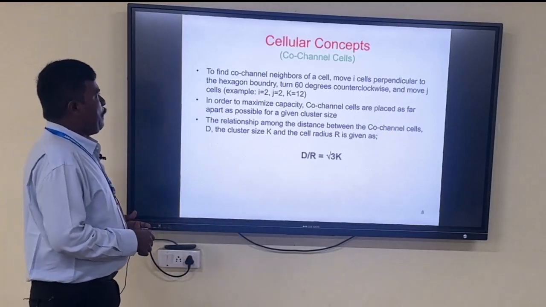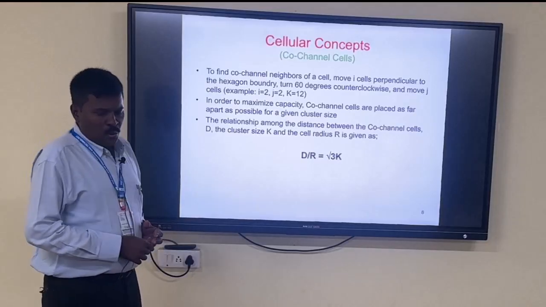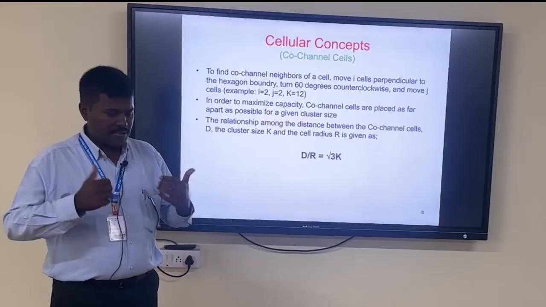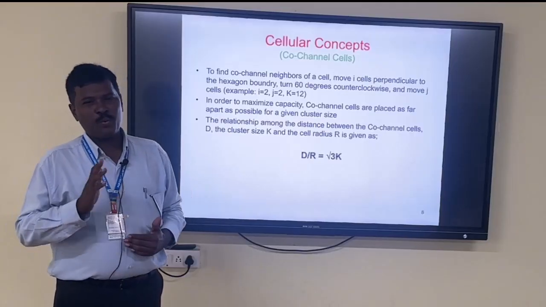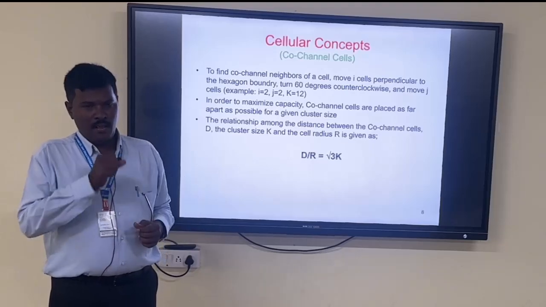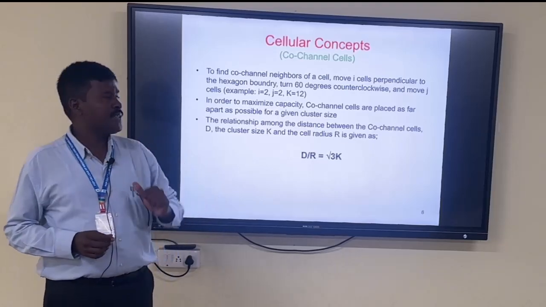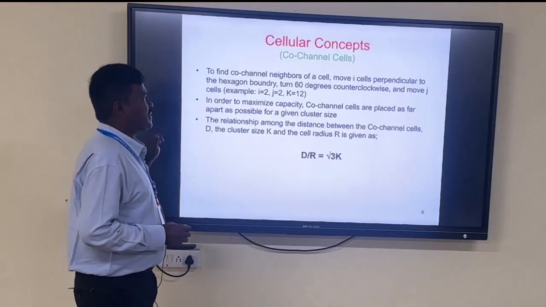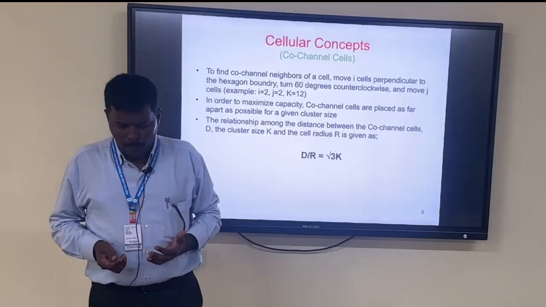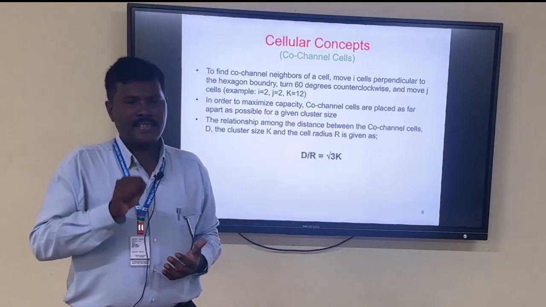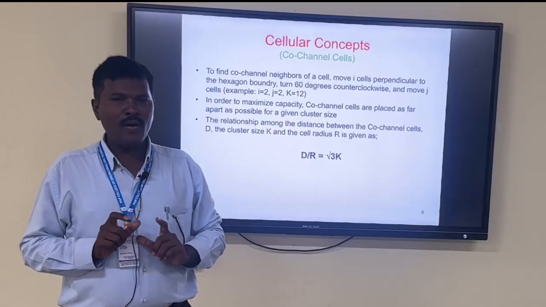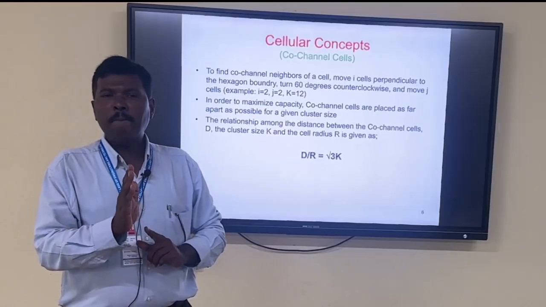So, next. The next concept is that we have to identify the co-channel neighbors. What is co-channel? What is the procedure over there? With the help of these non-negative integers, we can do a small process to find the co-channel neighbors. Okay. So, what are we supposed to do? We have to move I cells from the boundary of the hexagon perpendicularly.